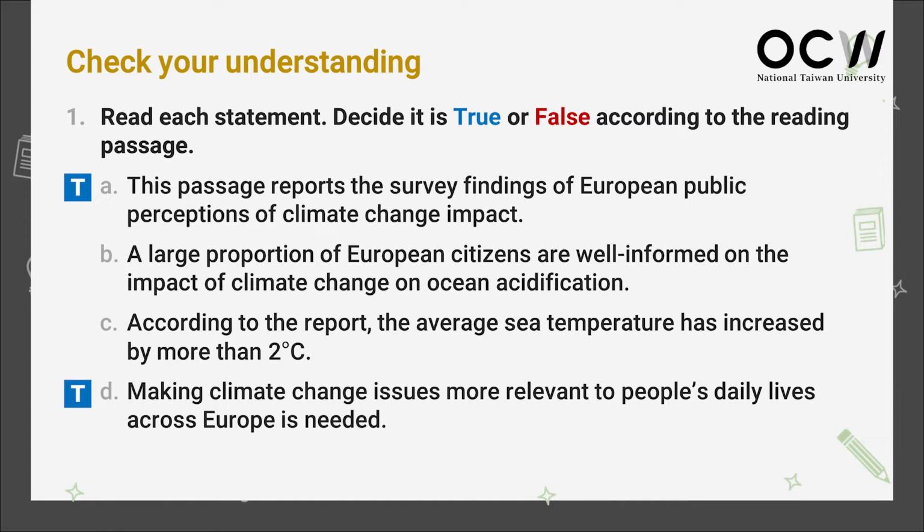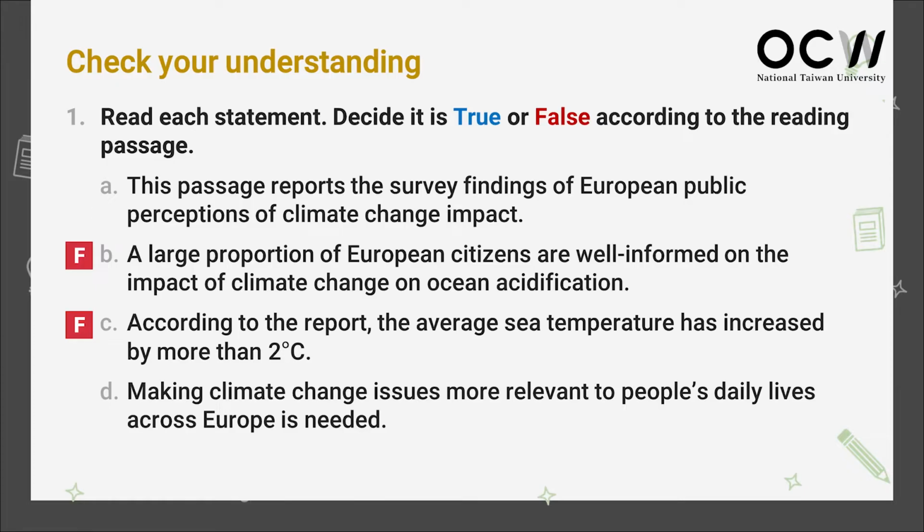Now, for statements A and D, they are both true. And for statement B, it is actually false, perhaps a little confusing as well. Because in the third paragraph, it said that although most of the European population is relatively well informed about marine climate change issues, a surprising number are poorly informed and even misinformed. So by reading so, you would think that the European citizens are generally well informed of the issue. But if you read option B carefully, you see that the subject it is talking about is actually ocean acidification. So option B will be incorrect in this case.